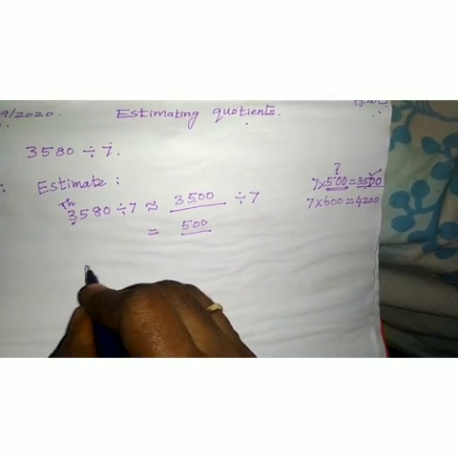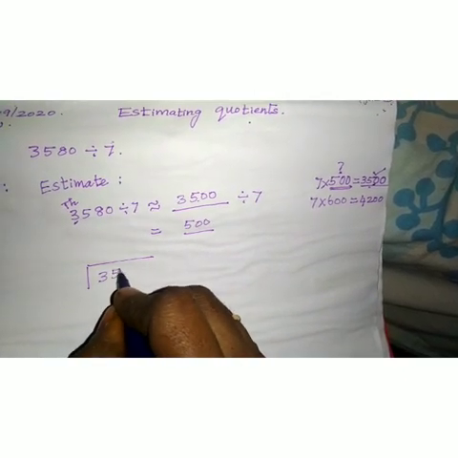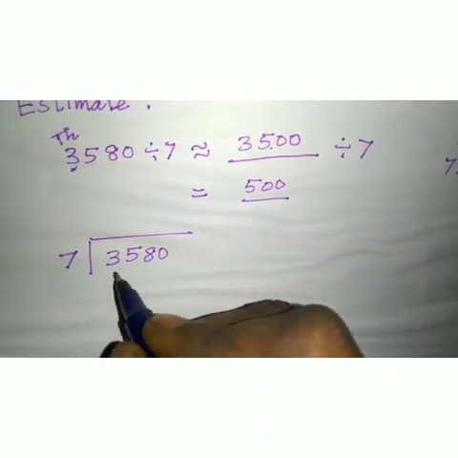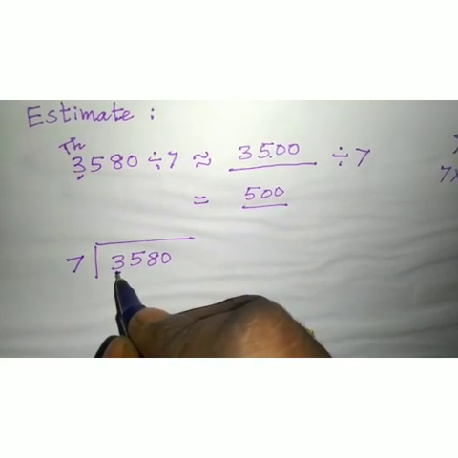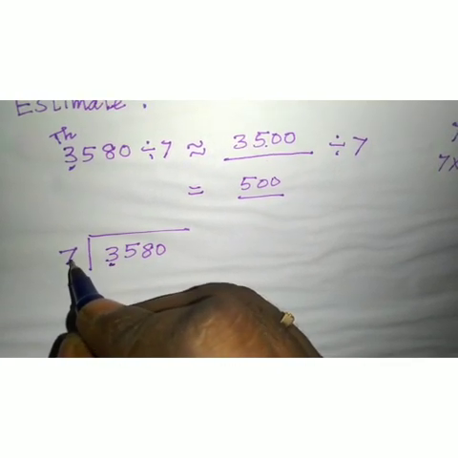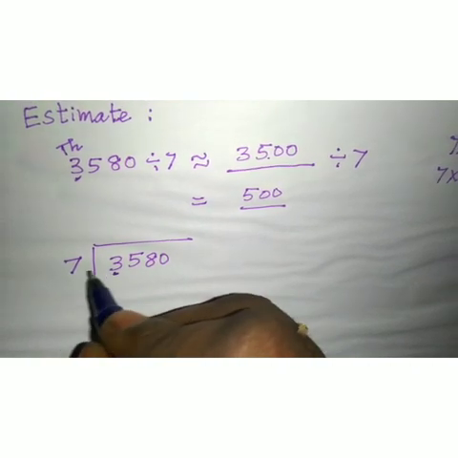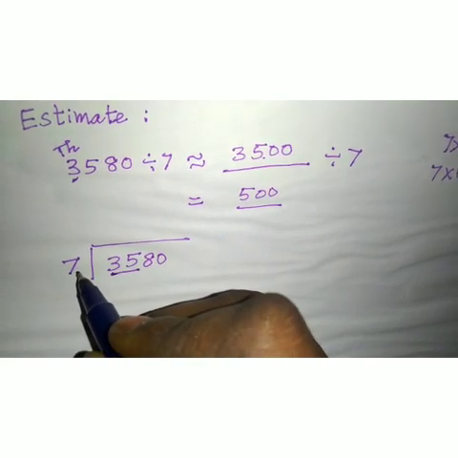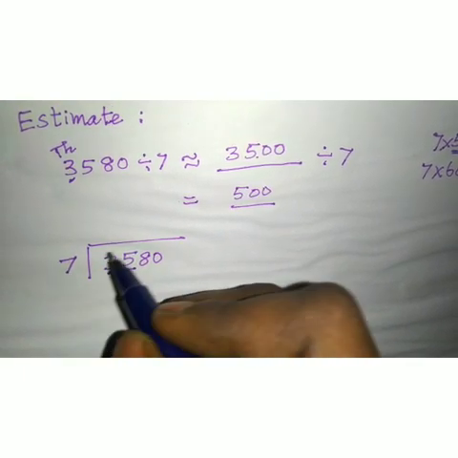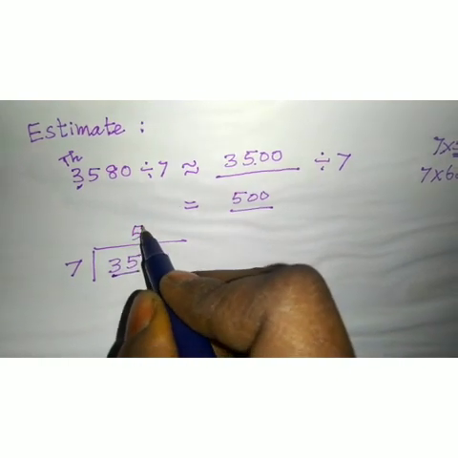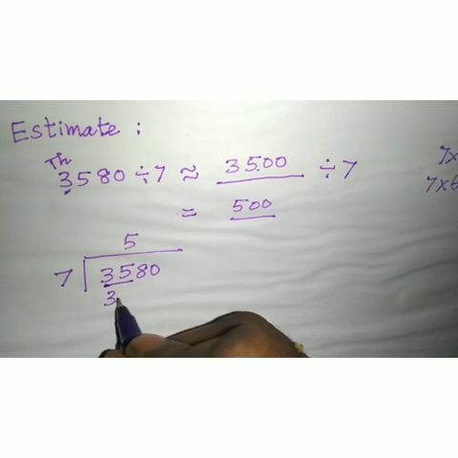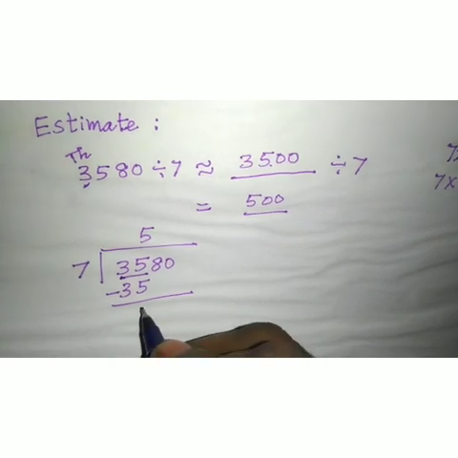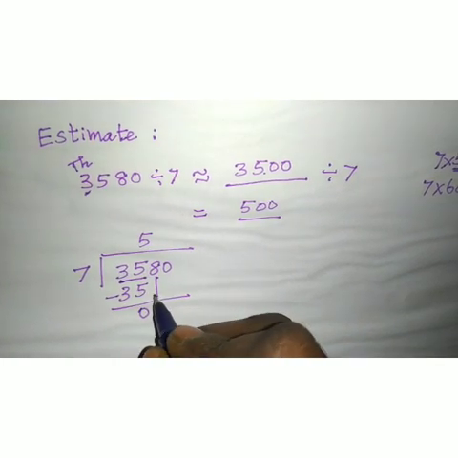Let me do normal division. 3580, here 7. Consider a single digit number: 3 is smaller than 7, so you cannot divide 3 by 7, so you have to consider two numbers, 35. Now say the 7th table: how many times will you get 35? 5 times. 7 5s are 35. Subtract these two values: 35 minus 35 is 0. Now bring down 8.